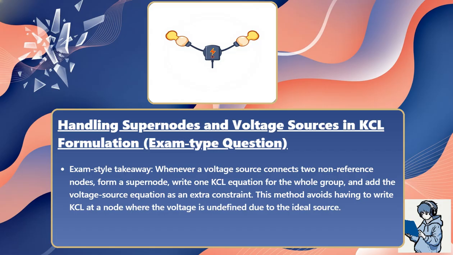Exam-style takeaway: whenever a voltage source connects two non-reference nodes, form a supernode, write one Kirchhoff's current law equation for the whole group, and add the voltage source equation as an extra constraint. This method avoids having to write KCL at a node where the voltage is undefined due to the ideal source.